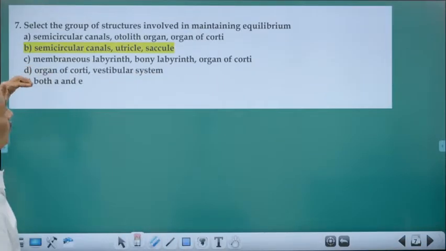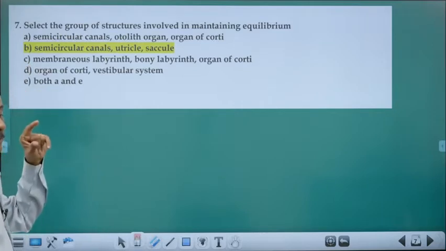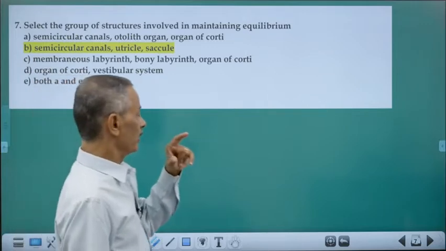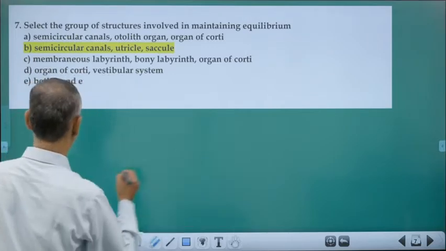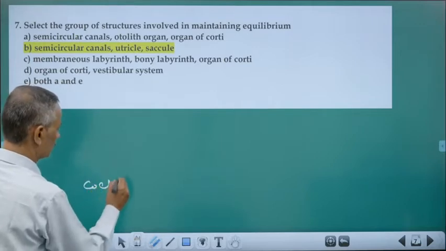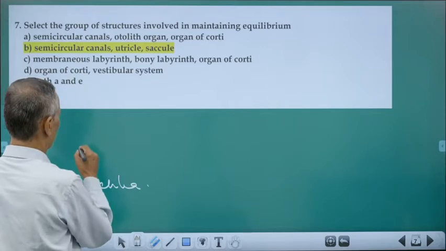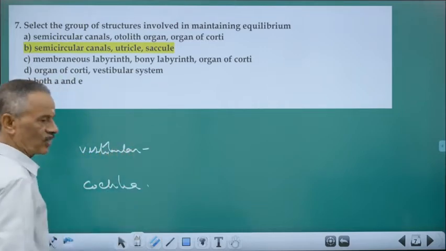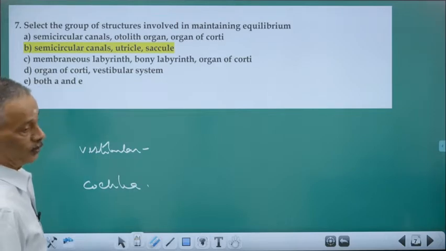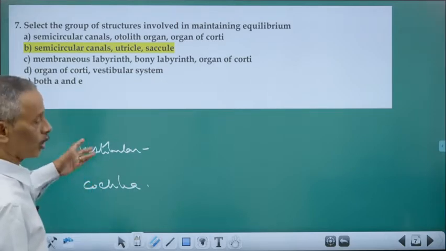Group of structures involved in maintenance of equilibrium. The ear has two parts or regions. The lower cochlea is concerned with hearing, and the upper vestibular organ is concerned with equilibrium maintenance. That's why our ear is statoacoustic.